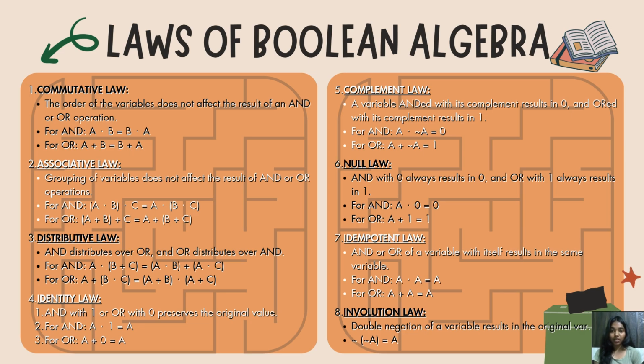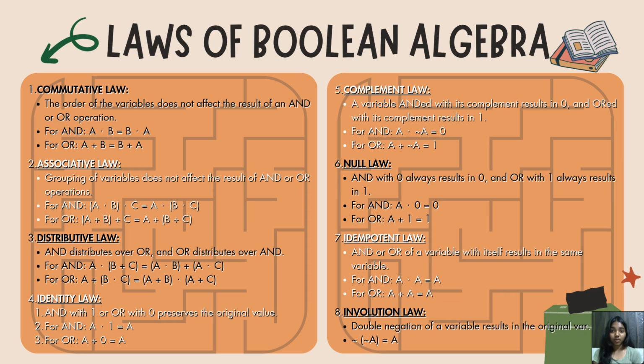Fourth is identity law, where AND with 1 or OR with 0 will preserve the original expression. For AND, A dot 1 will result in A, and for OR, A plus 0 will again result in A.